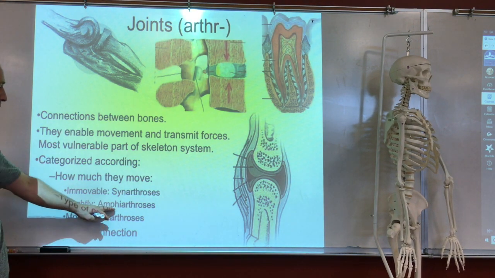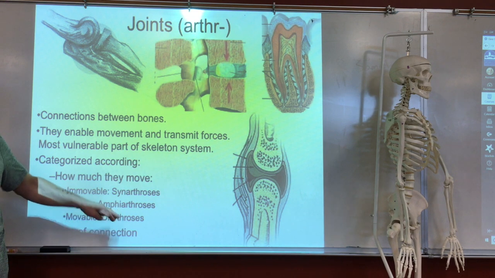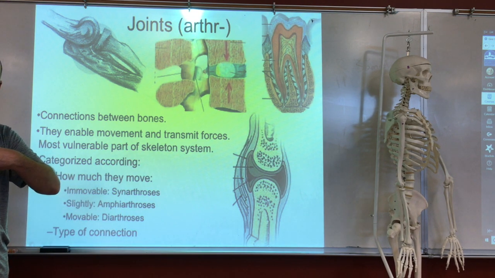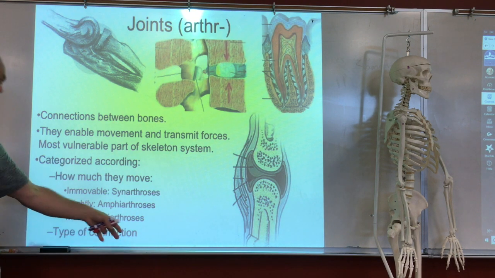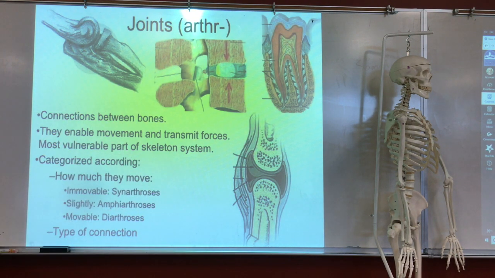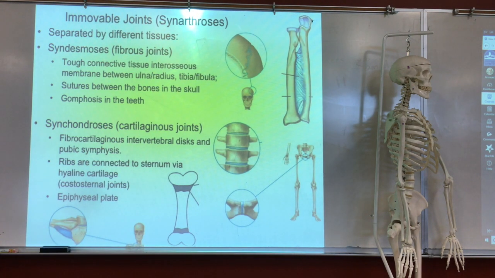Then we have some joints that move a little bit, but they don't move freely. There's cartilage in some joints. And then we got joints like these joints. They move a lot. So those are sort of our main categories. So let's go to the next slide, and these are choices here.